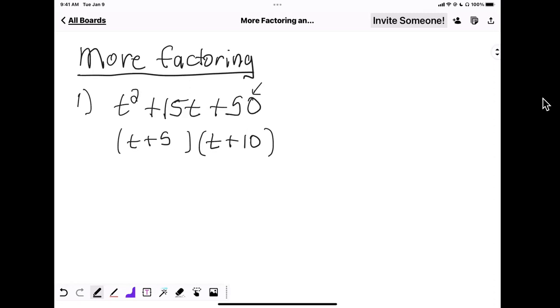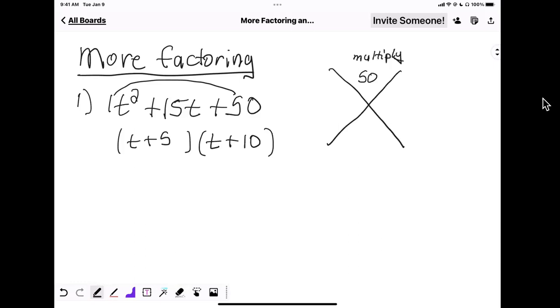But let's say you had trouble with that. So this is called an AC method. Some people do it as a box; I do it as an X. It doesn't really matter. The AC method says that you multiply the first and last numbers. Now, this really has a 1 in the front because there is no number in the front. It doesn't have a coefficient. So 1 times 50 would be 50. You put whatever it needs to multiply here. This is the multiply part. And then down here, you put the middle term, which is the add part.